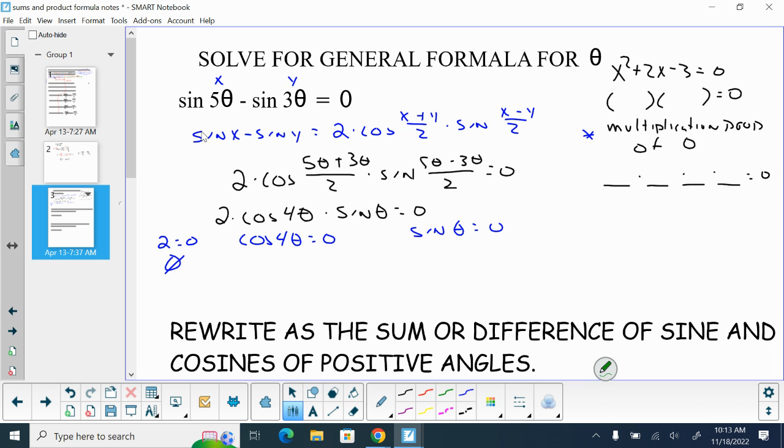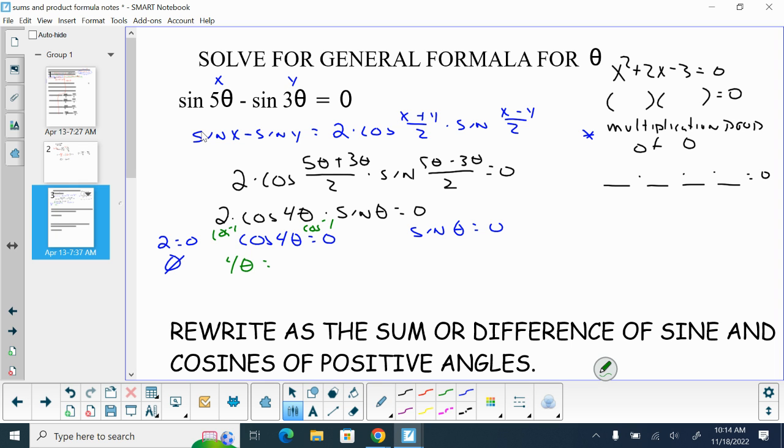Cosine 4 theta is equal to 0. We need to solve the equation. We have cosine there. Next, what are we going to do? How are we going to solve it? How do we get the cosine to the other side? Opposite of cosine: inverse cosine. So we have 4 theta is equal to inverse cosine of 0.